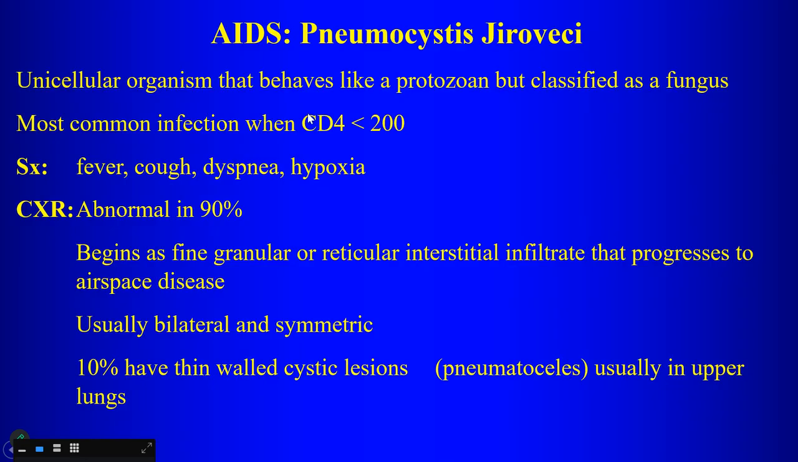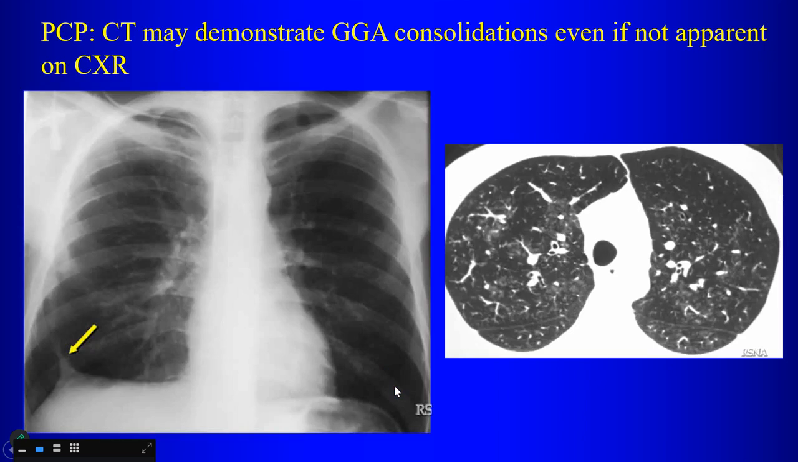Okay. So pneumocystis pneumonia acts like a protozoan, classified as a fungus. Most common when CD4 count is less than 200. Respiratory symptoms; chest X-ray is going to be abnormal in most cases, although it might give you an interstitial pattern. Ground glass opacities, especially on CT, tend to be bilateral. And then some of these patients can go on to develop pneumatoceles within the lungs.